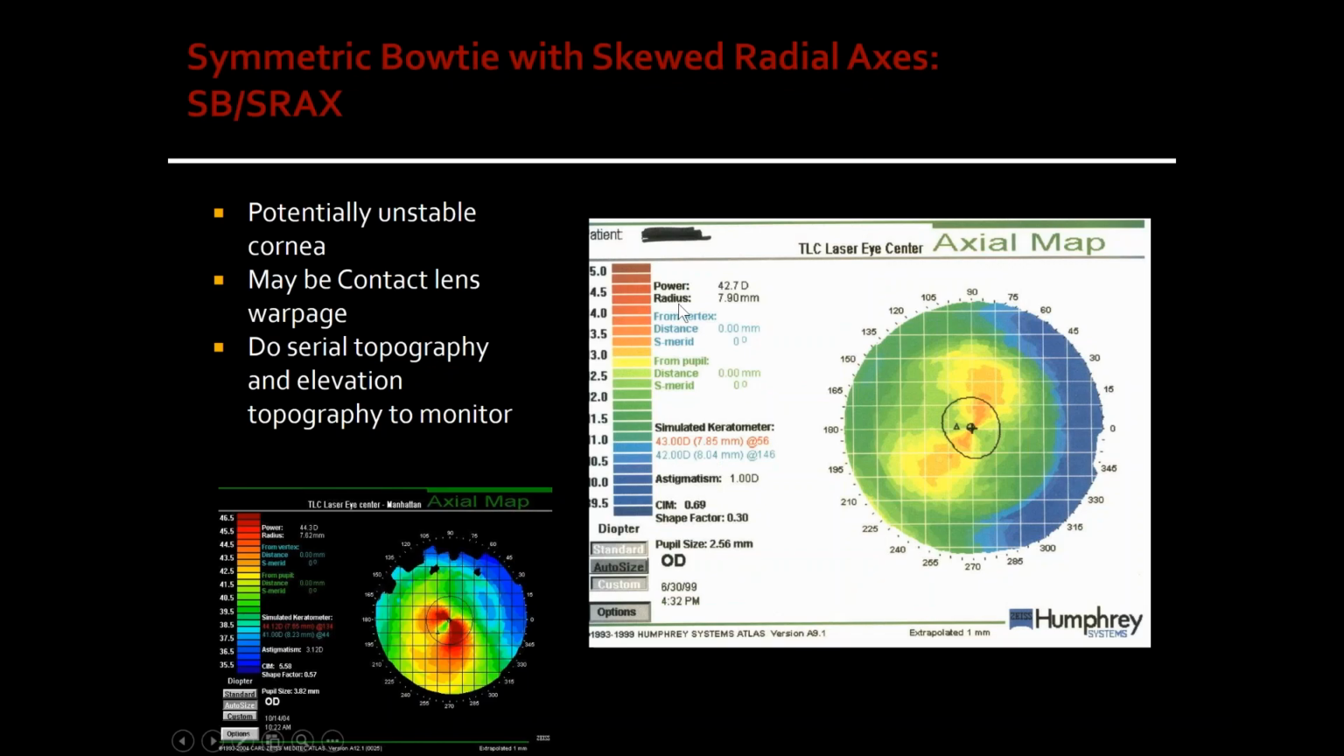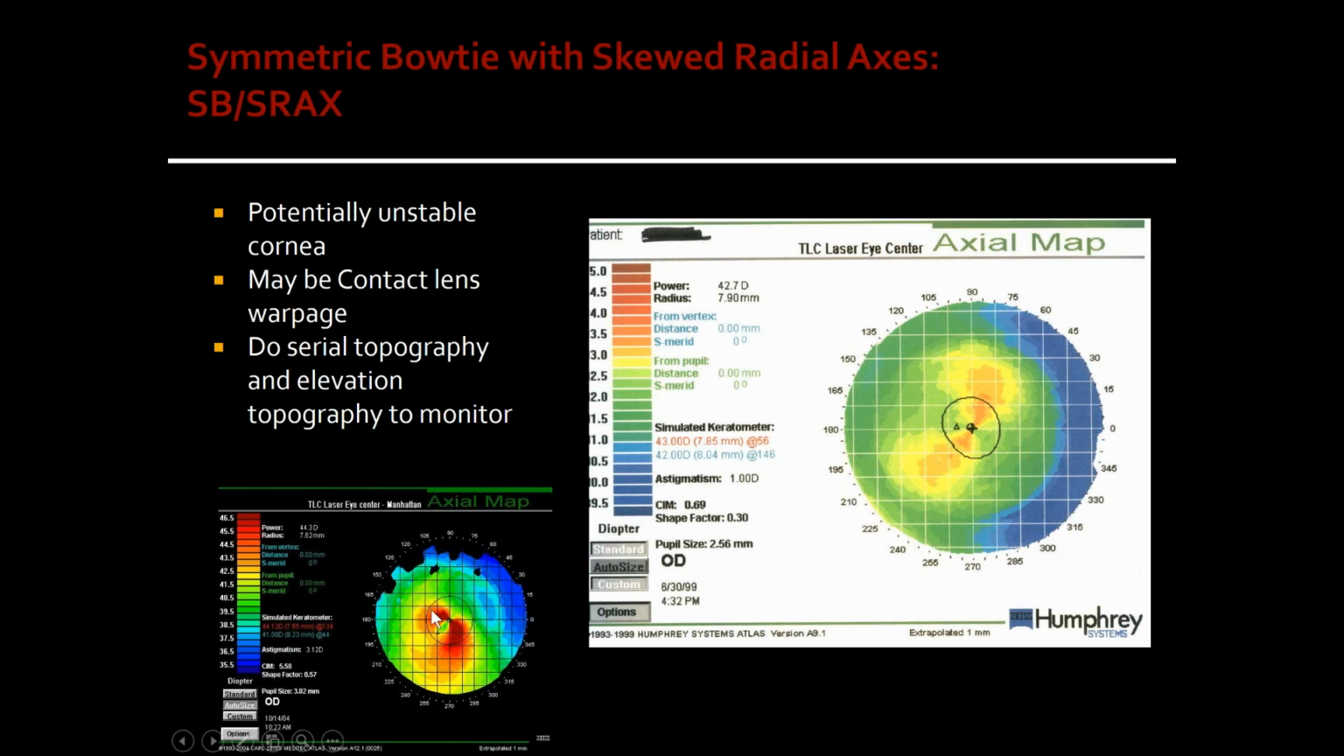Another example here where we get to the more insidious topographies. Here on the upper right-hand side, you see a symmetric bow tie but with a significant skew. In the literature, they claim 20 degrees is significant, and clearly this is probably less than 20 degrees, but in my mind still significant, because every skew starts off as 0 and eventually goes towards a finite number.